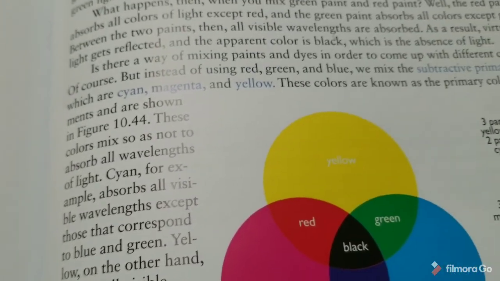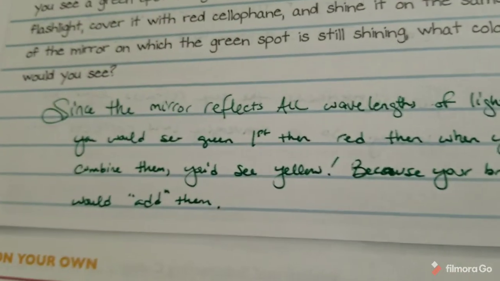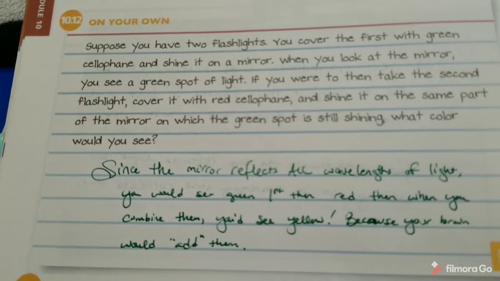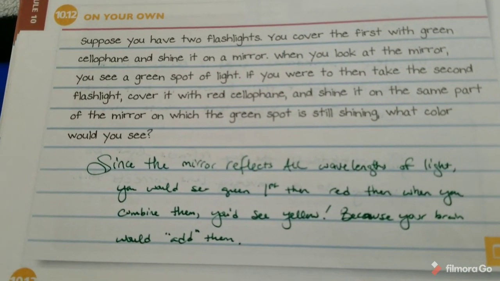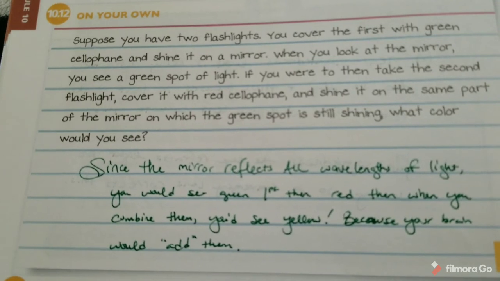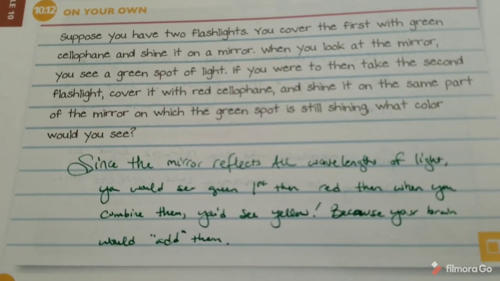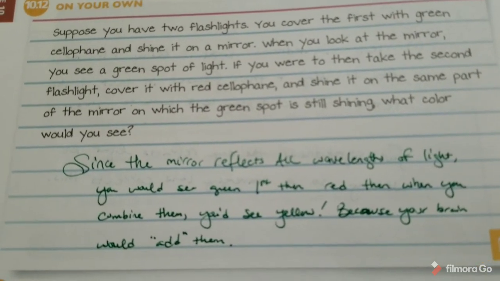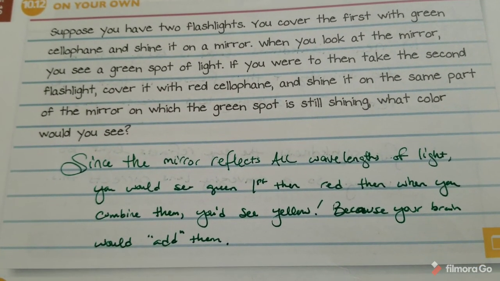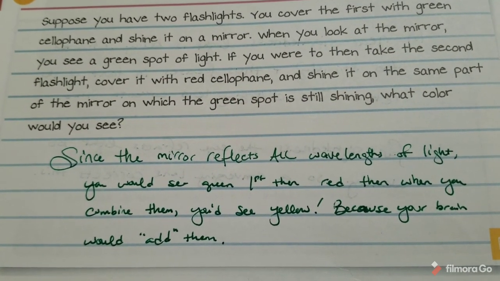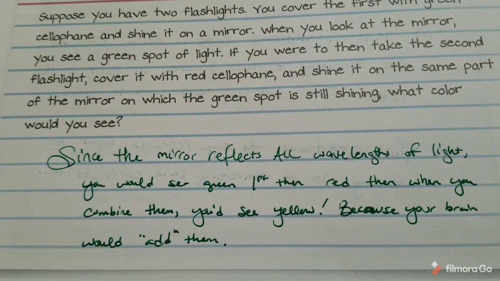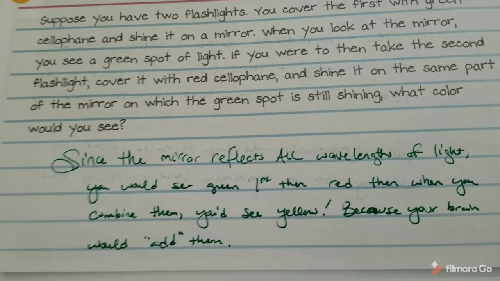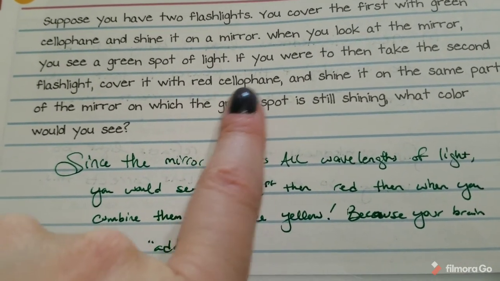Let's see what's left. Oh my goodness, I think we're almost done. All right, suppose you have two flashlights, last page 320. Suppose you have two flashlights and you cover the first with green cellophane, which is like plastic wrap, and you shine it on a mirror. When you look at the mirror, you see a green spot of light. If you were then to take the second flashlight, cover it with red cellophane, and shine it on the same part of the mirror on which the green spot is still shining, what color would you see? Well, since the mirror reflects all wavelengths of light, you would see green first, then red, and when you combine them, you'd see yellow.